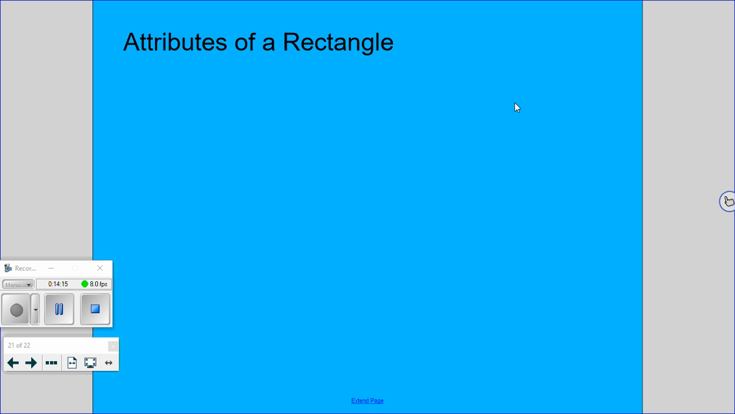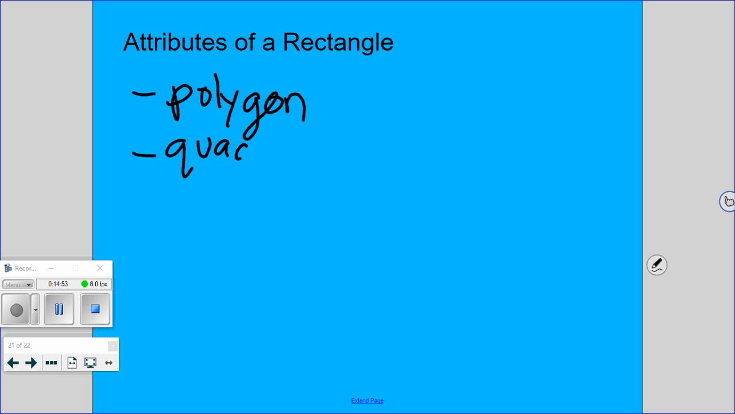Just like any other shape, sit up, Hunter. We know that a rectangle has to be a polygon. You can't have a rectangle with holes. You can't have a rectangle with wiggly sides. We also know that a rectangle has to have 4 sides and 4 angles. You can't have a rectangle without those. So a rectangle is also a quadrilateral.